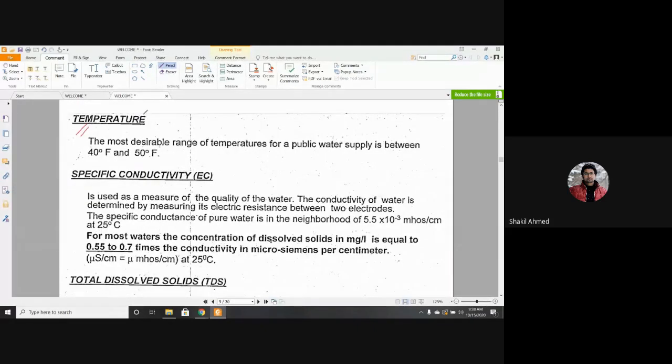Temperature, the single most important parameter in water, can change the whole game. A very important water quality parameter. Okay.